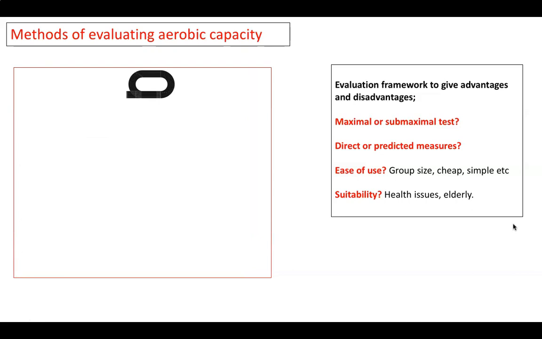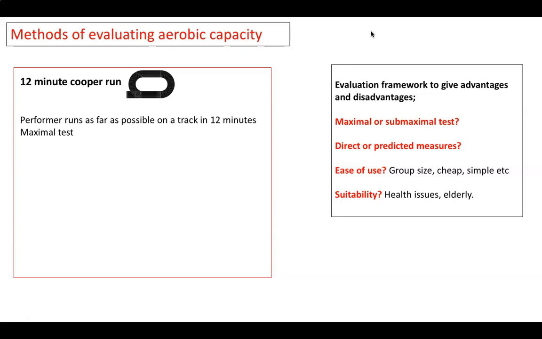Next test we need to be aware of, we've still got the evaluation framework on the right hand side. This is an athletics track. I realise it looks more like a go-kart track, but I like to keep my images black and white. So this is the 12-minute Cooper run. The performer runs as far as possible on a track in 12 minutes. This is a maximal test to exhaustion. How we measure it: distance covered is compared to normative data.